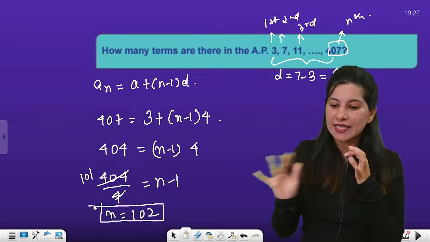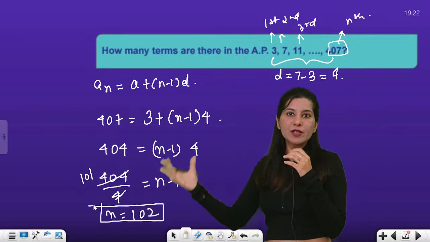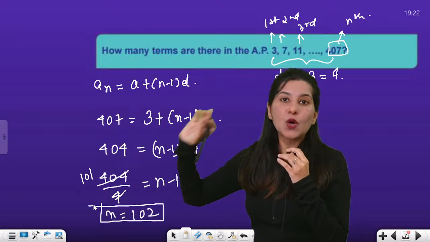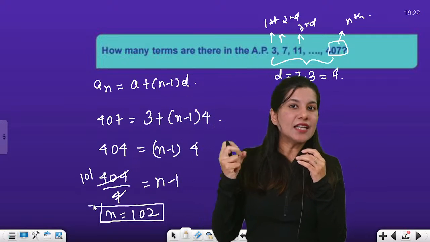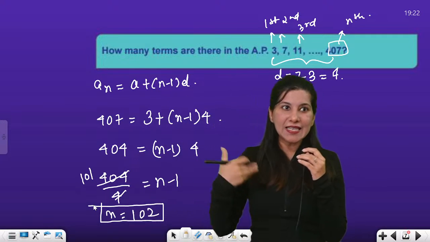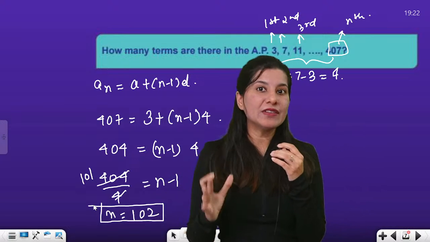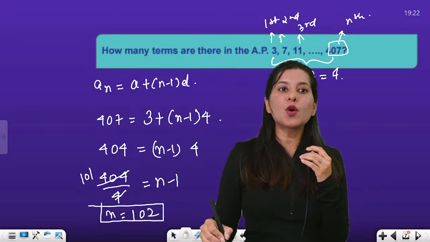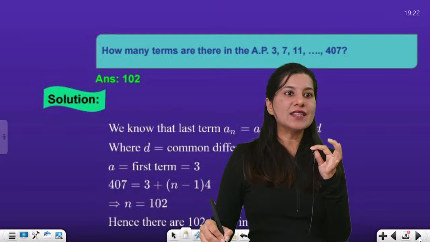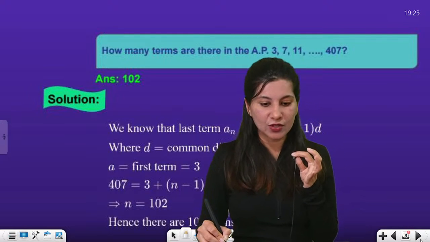Very easy, basic question. I have kept this question because I want you to understand how to apply the formula, right? So we are building your problem solving skills as well. We are working on your problem solving skills as well. So 102 is the correct answer of this particular question.